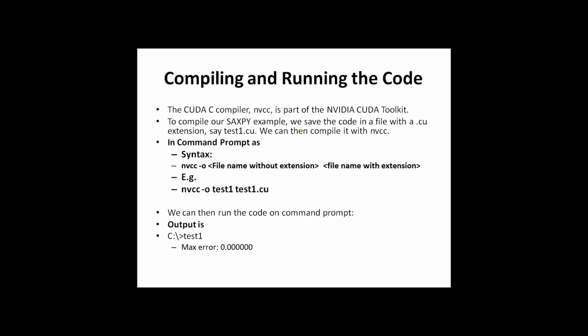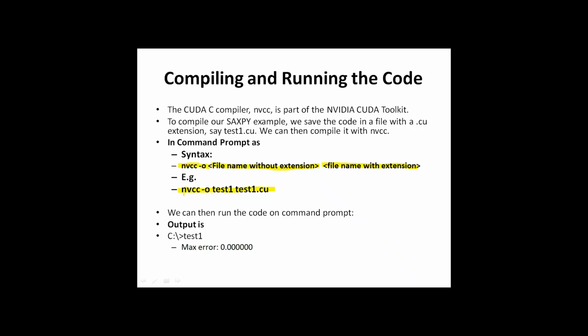Now compiling. These are basic commands again in the command line option, which we have not discussed: how to compile it on the command line. NVCC is our compiler, and -o is the output file name without extension, and then the source file name with extension. This is the syntax to use NVCC. So this is an example code statement.